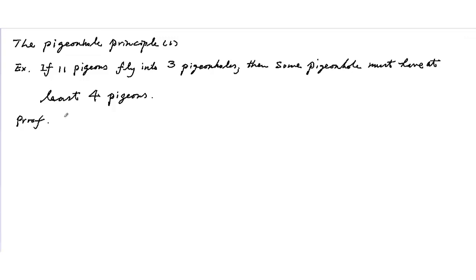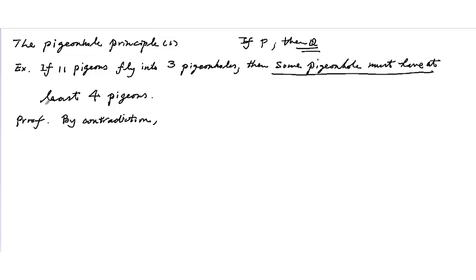So let's consider proof by contradiction. This is the case of if P, then Q. So if we use contradiction, then we need to negate Q. The Q here is: some pigeonhole must have at least 4 pigeons. To negate that, for some, the negation is every. And at least means not more than, so the negation of at least will be less than 4.